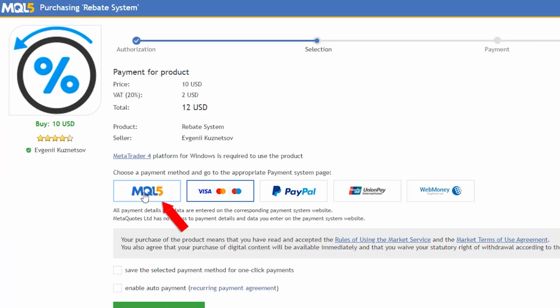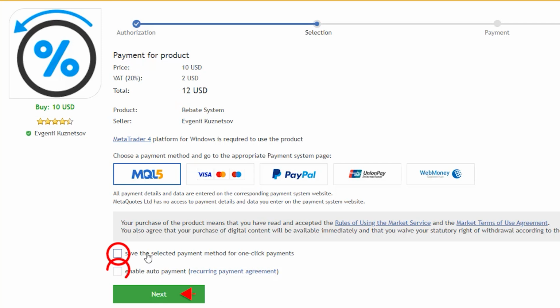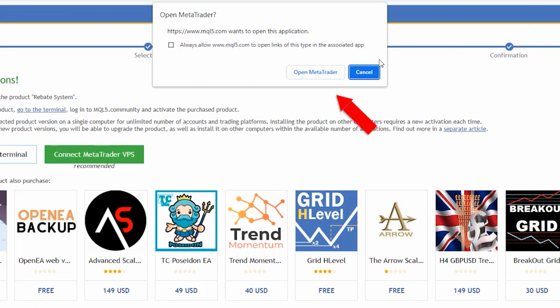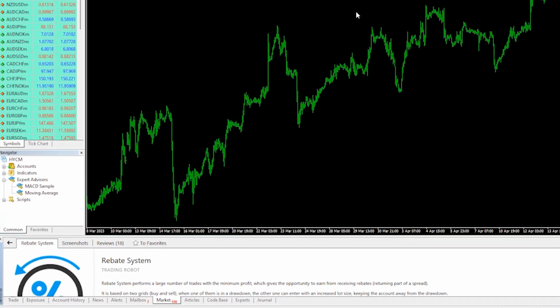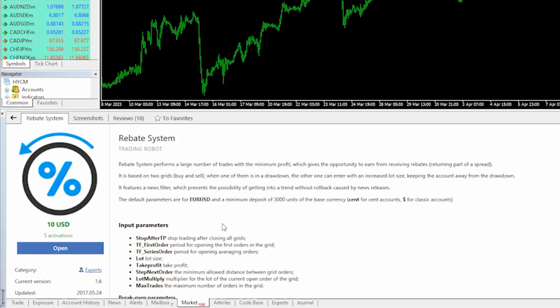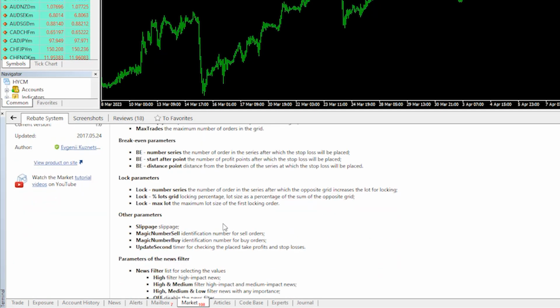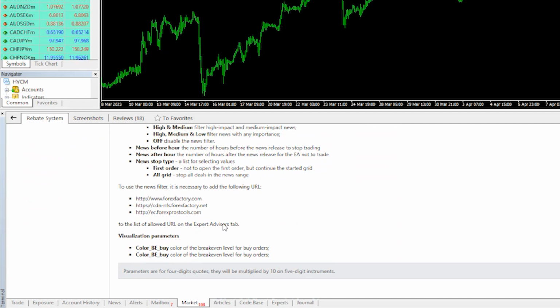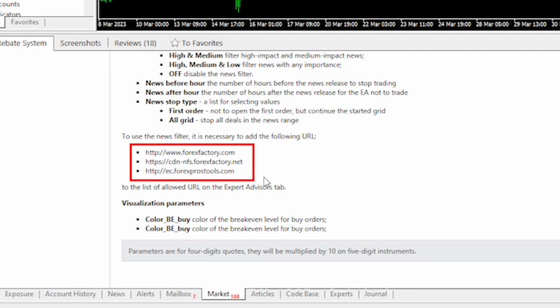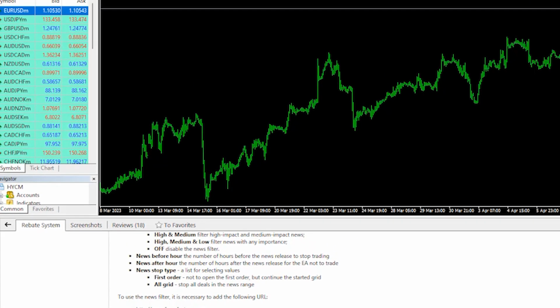I have some money on my MQL5 account, so I will use that, and I've successfully purchased the product. I will go to install on the terminal and it will ask me to open MetaTrader, and it should automatically place the Rebate System in the Navigator just below the Experts tab. And here I have the very same information about the parameters that is available on the MQL5 website, and there are 3 URLs that I need to add to the Experts tab. Let me show you how that works.